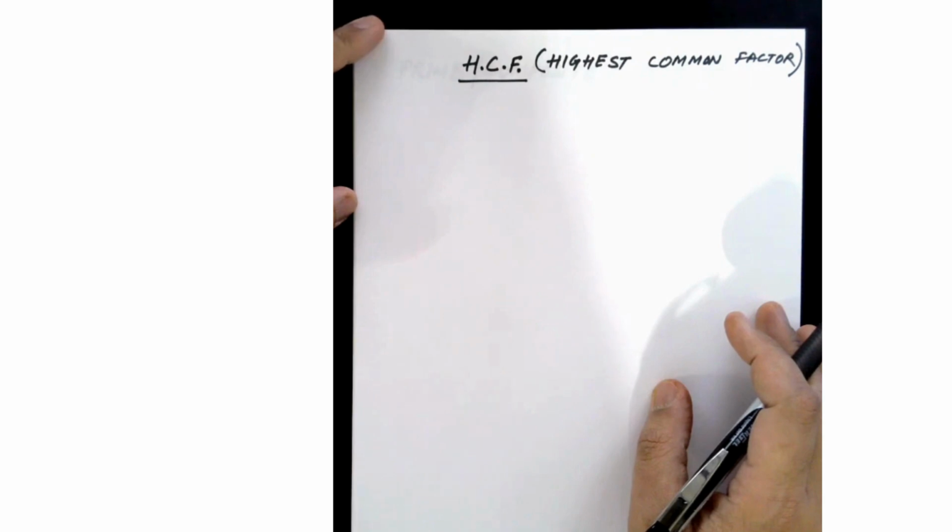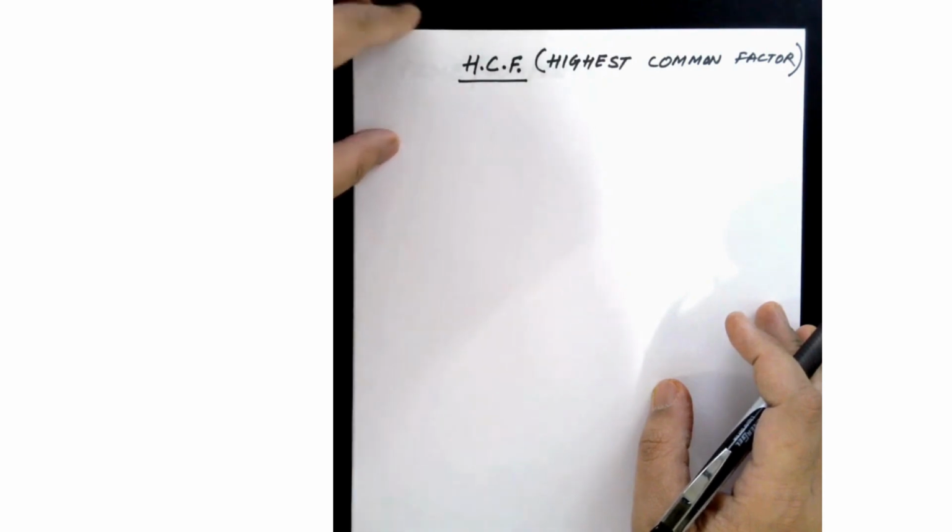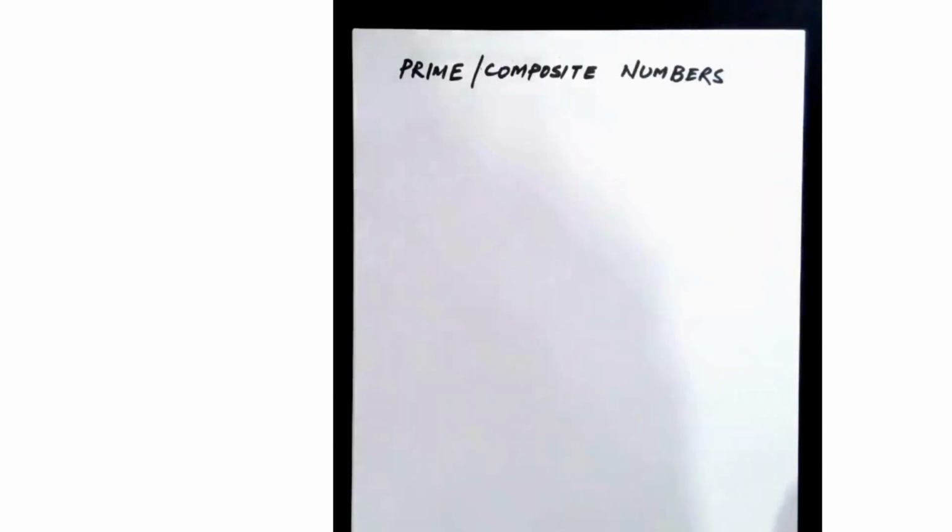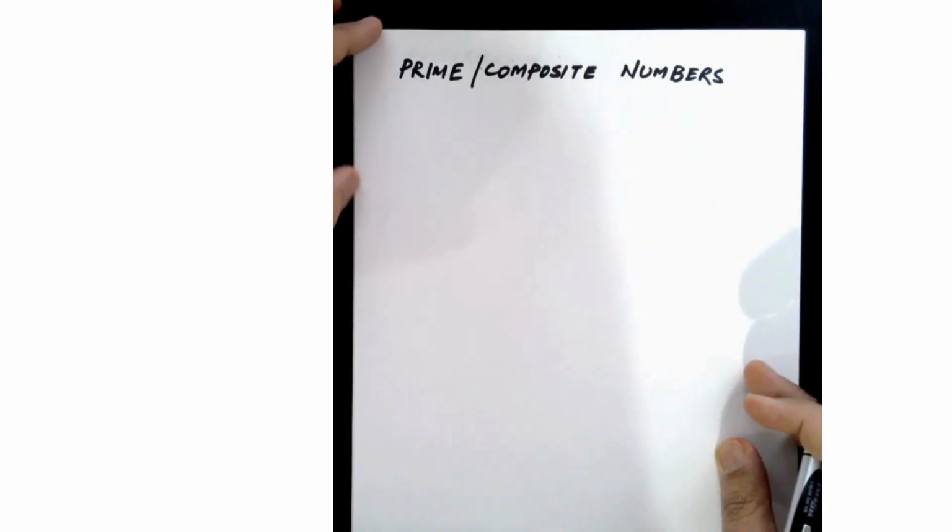Today we are going to learn about highest common factor, called HCF. Before discussing the HCF of two or more numbers, we are going to discuss what prime and composite numbers are.